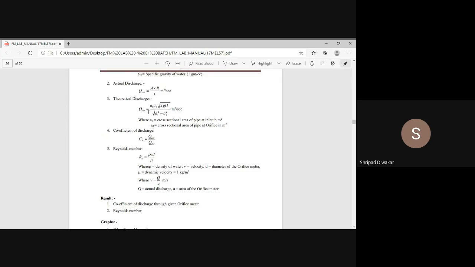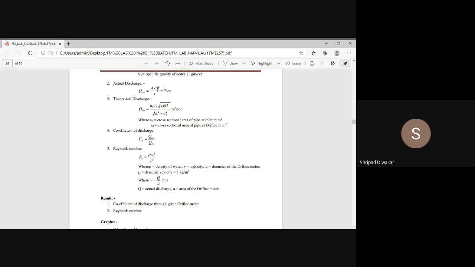a1 is the cross-sectional area of the main pipe. a2 is the cross-sectional area of the orifice. 2 is constant, g is constant, and capital H is small h into Sg minus Sw. Once again, in the denominator we have square root of a1 square minus a2 square. By calculating all this, we find out the theoretical discharge. So these are the two major things you are going to find out in this experiment.